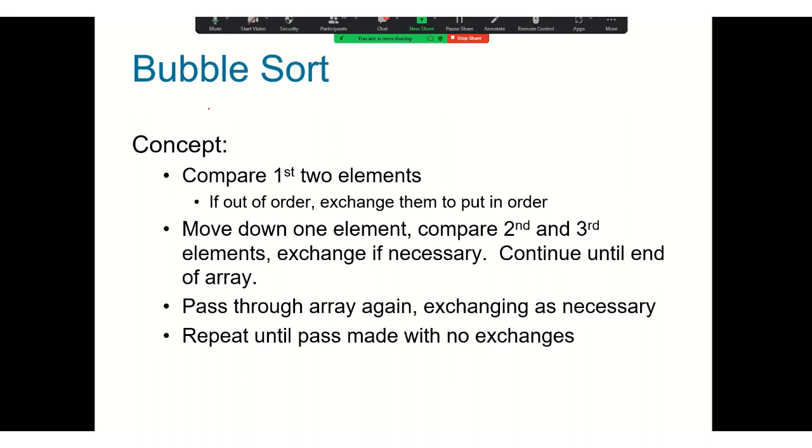So bubble sort first. You have a number of elements in an array, right? Let's say 1, 10, 5, 3, 11, 9. So this is an unsorted array. What bubble sort does is it compares the first two elements. So in this case, it compares these two.